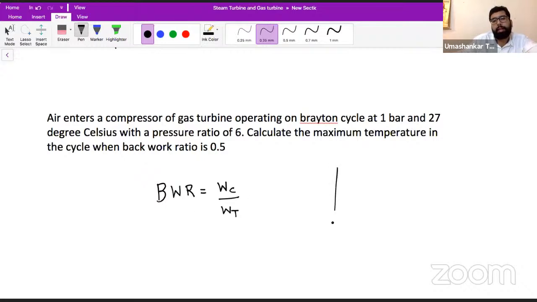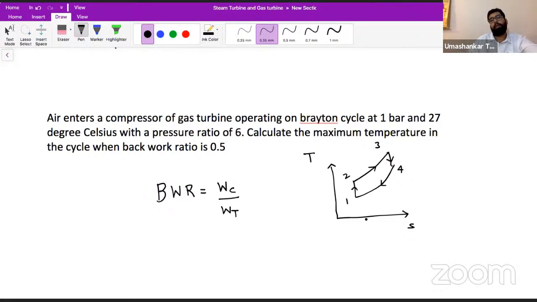As I said, while solving a question on the thermodynamics of some cycle, you should always draw your TS diagram or PV diagram, whatever is required, so that you won't make mistakes. So this is our ideal Brayton cycle.